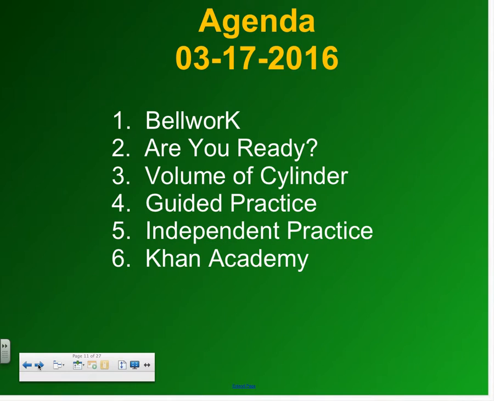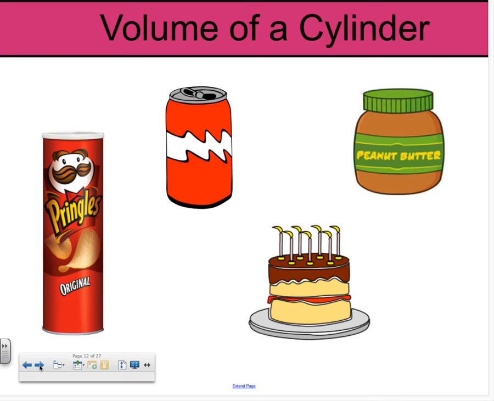So today in class, you're going to do your bell work. You should have completed the Are You Ready at the beginning of the chapter. And then we're just going to take a look at volume of a cylinder. And when you're done with working through all those got it problems, you're going to do the guided practice, independent practice, and then some Khan Academy. But let's talk about the volume of a cylinder.